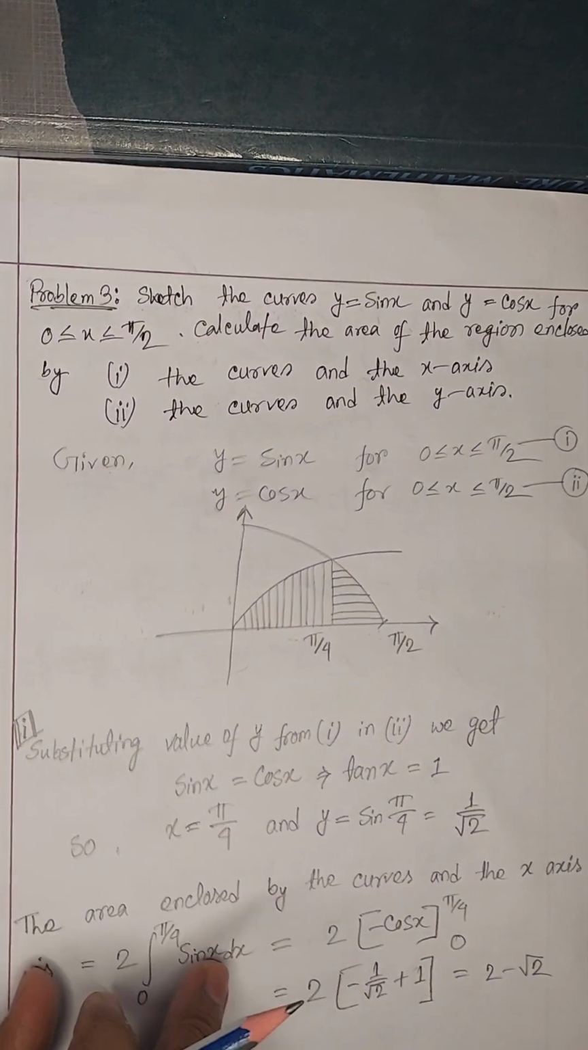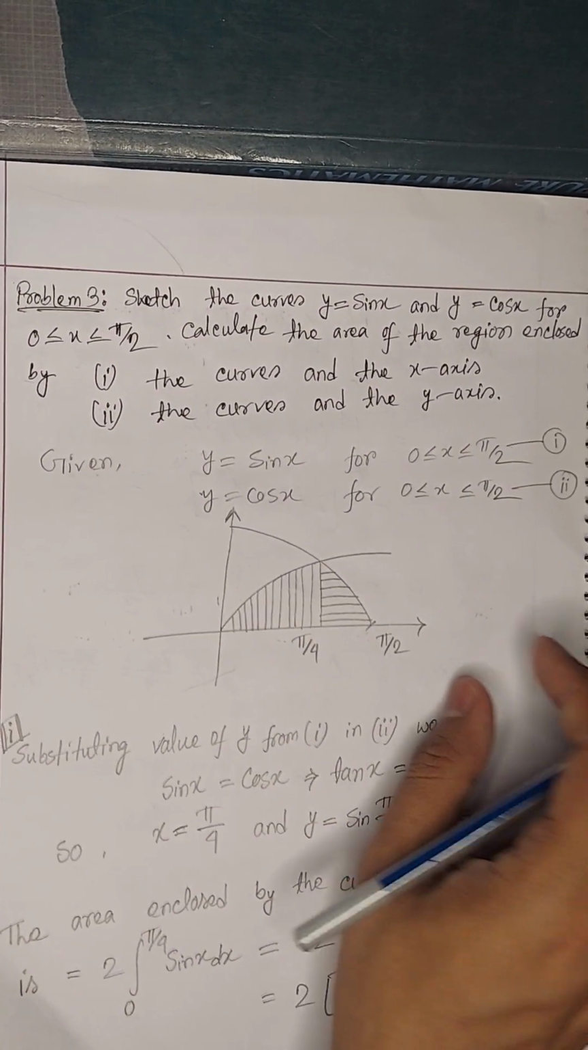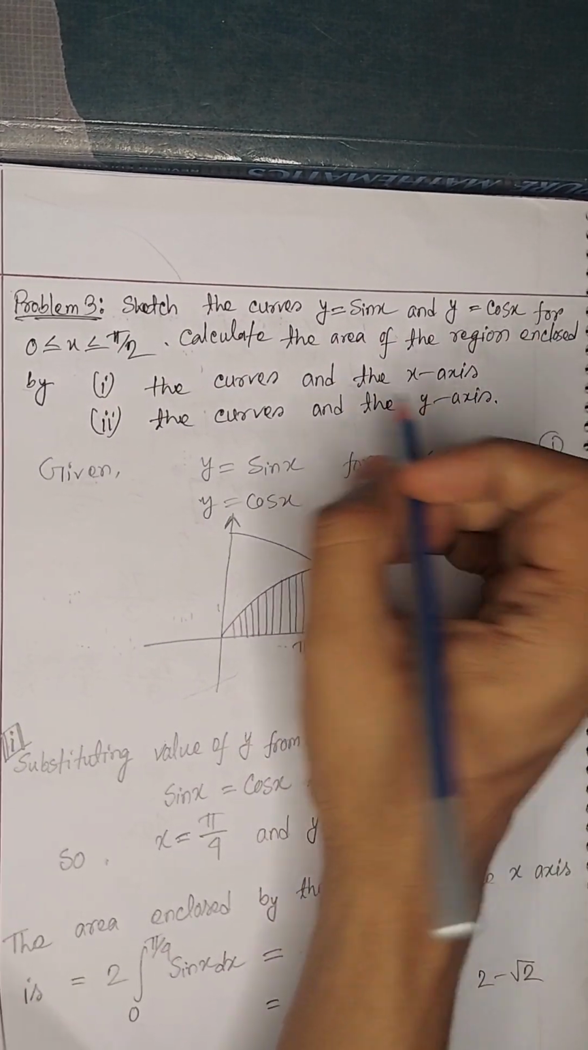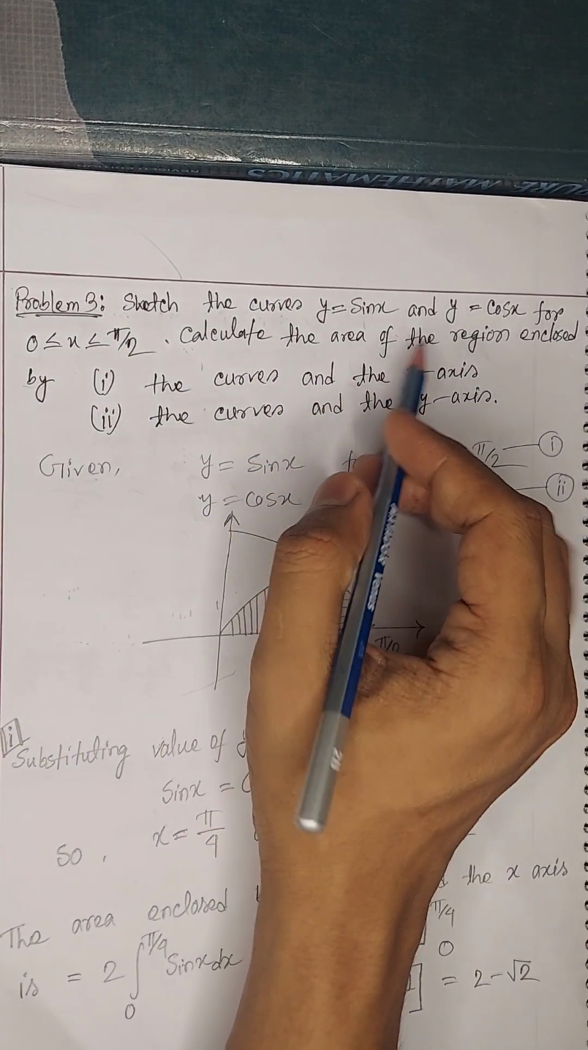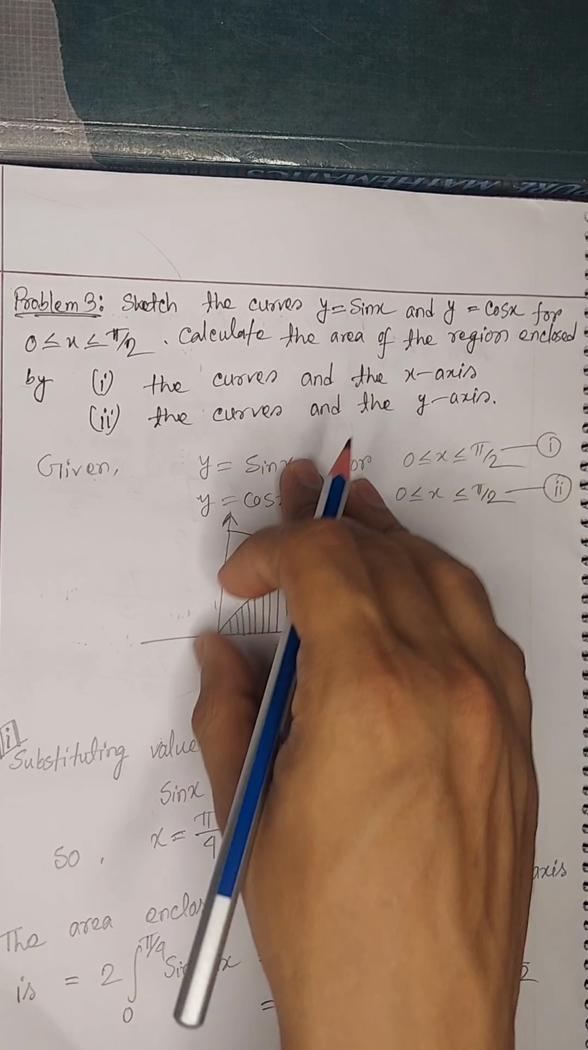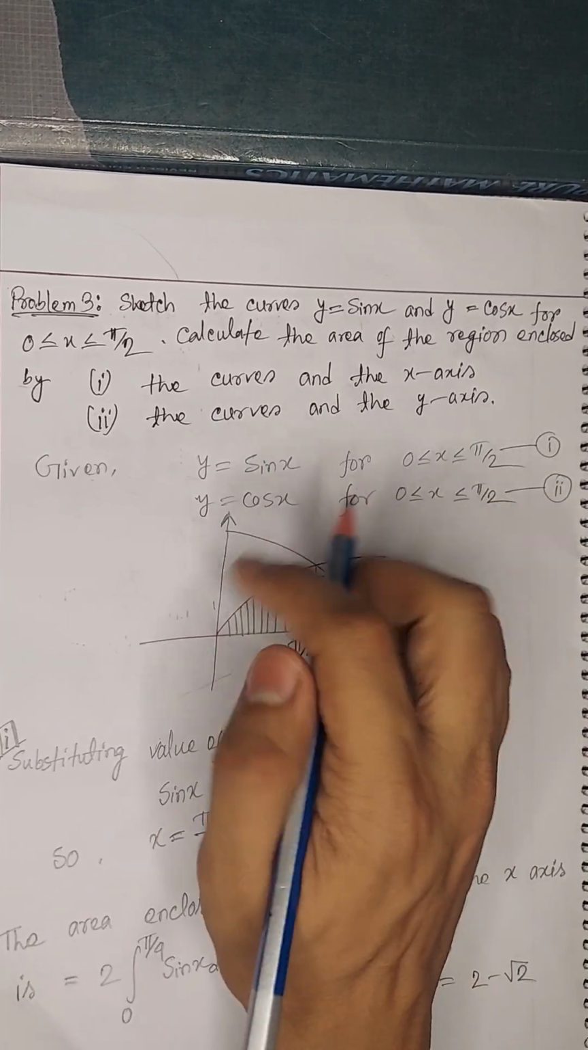Problem 3. Here first we have to sketch the curves of y equal to sin x and y equal to cos x for this range. Then we have to calculate the area of the region enclosed by the curves and the x-axis and the curves and the y-axis.